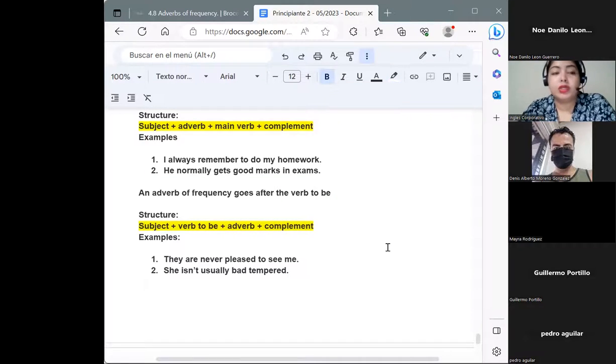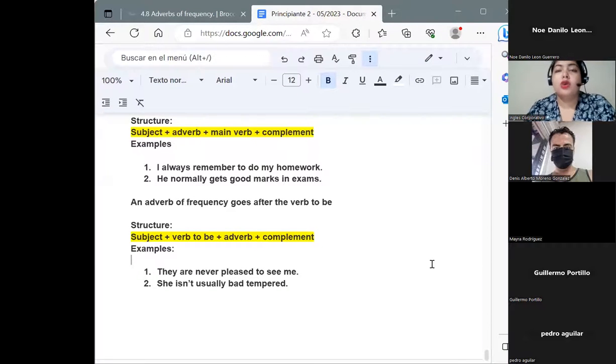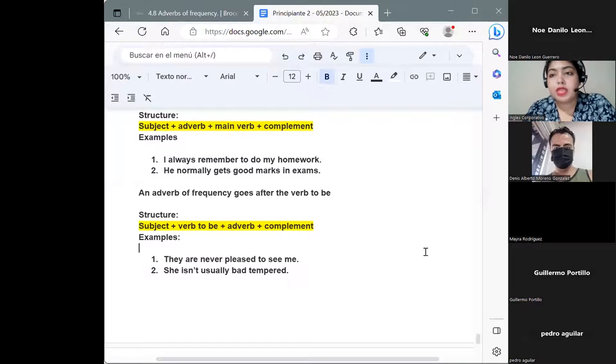Bien, vamos a hacer dos oraciones. Una con subject plus adverb plus main verb plus complement, and the other with subject plus verb to be plus adverb plus complement. Vamos a hacer dos oraciones que lleven esas dos estructuras, las vamos a escribir en el chat y yo las voy a ir escribiendo en el documento. Para eso vamos a tener 5 minutos para poder hacer nuestras dos oraciones utilizando adverb of frequency with these two different structures.